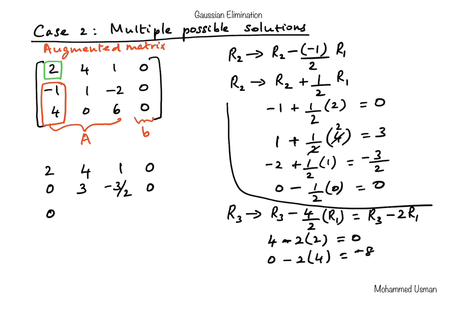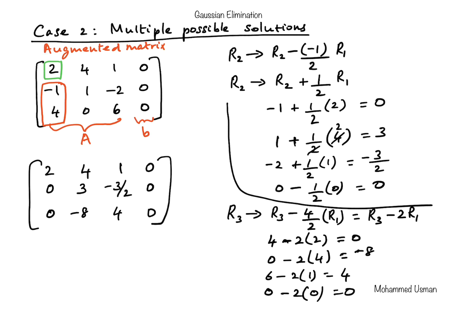So we have 0, we have minus 8. And the third number will be 6 minus 2 times 1, so that will give us 4. And lastly we have 0 minus 2 times 0, which is still 0. So we get this as 0.